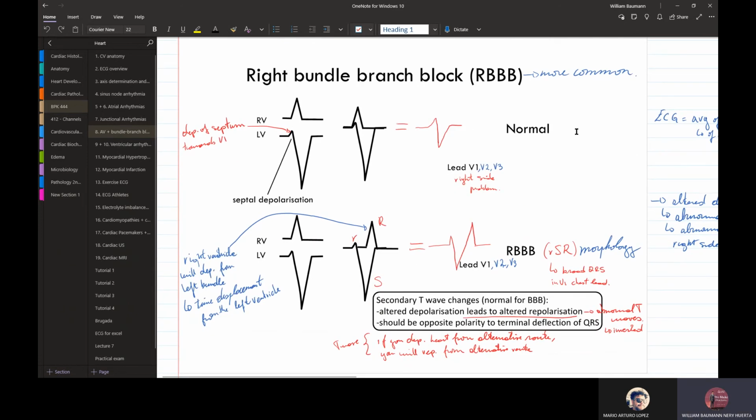Normally, this is what you get for a right bundle branch. Normally, what happens is the right ventricle and the left ventricle, at the depolarization of the septum, are both going to be conducting at the same time. And so when you see the leads V1, V2, and V3, let me pull that out for a second so we remember what those were.